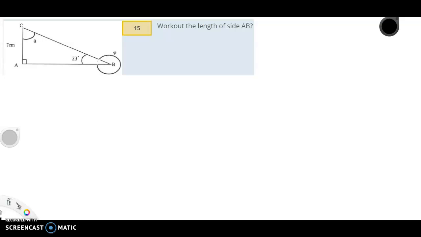Question 15. Work out the length of the side AB. First of all, we have to say this is a right angle triangle. So that angle there is 90 degrees. That's important. And then we're going to start labeling a right angle triangle. We call that side, the long side opposite the right angle, is always known as the hypotenuse.